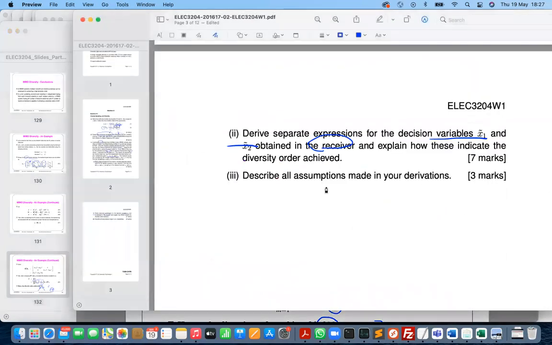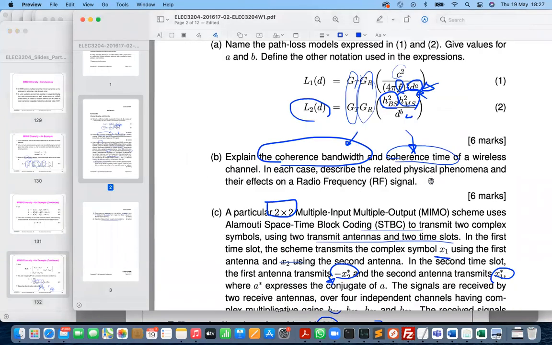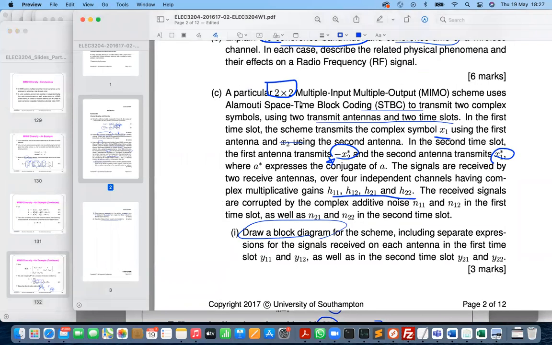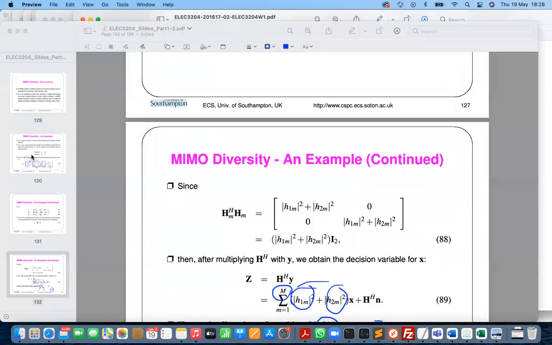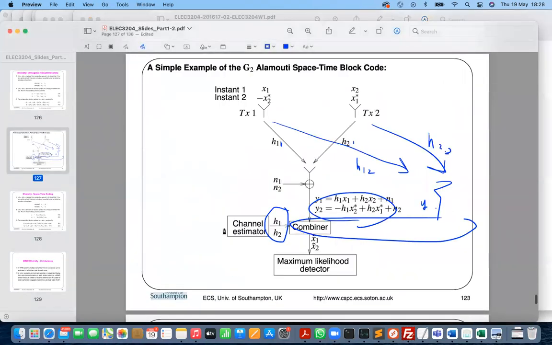But anyway, the third question is all the assumptions made in your derivations. So basically, when you transmit 2 symbols over 2 time slots, you need to assume that fading doesn't change over 2 time slots. And then you need to assume that the antennas are synchronized. So you transmit 2 symbols at the same time during 1 time slot. And also, you need to assume that the fading channel is perfectly known at the receiver by channel estimation, so that you can do the ML detection.